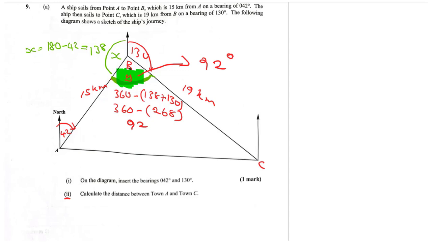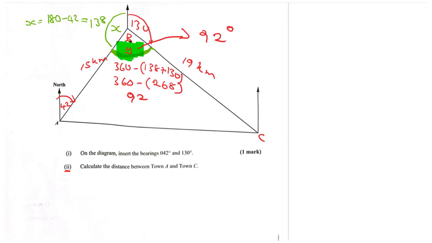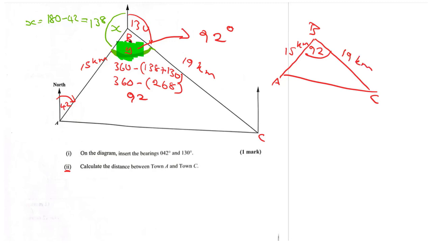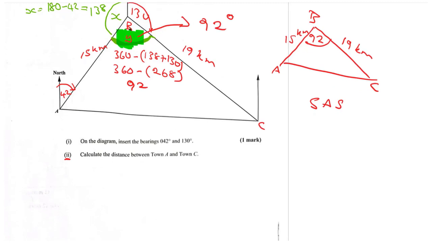Right? So now look at what we have. Let me draw the diagram right over here. We have A, C, B, and we have 92 in here. We have 15 kilometers here and 19 kilometers here. So what we have is side, angle, side. So we use the cosine rule.